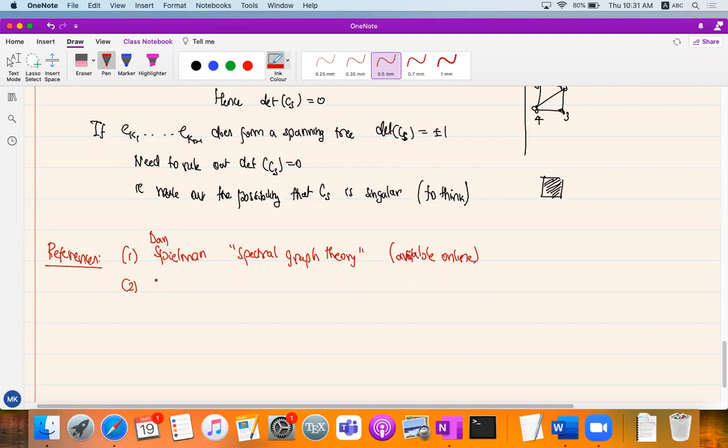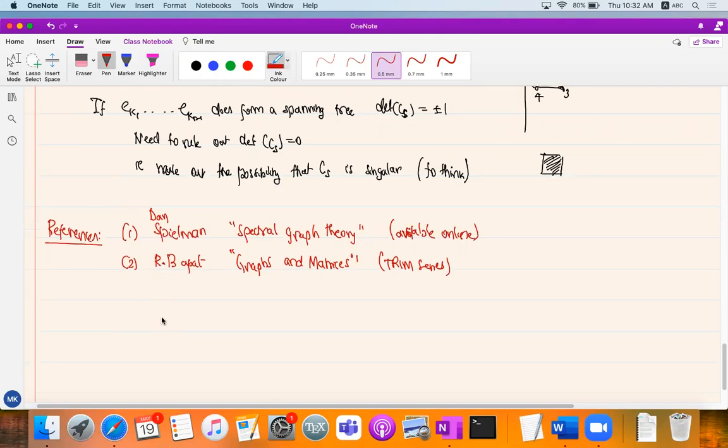Another one, which is a very nicely written book, easy to read, is by Professor Bapat, who you saw last week or maybe earlier last week, right? Bapat gave some lectures. He has a book called Graphs and Matrices. This is available in the Trim series, those red books. That's also easy to read, and these things are written there. Many more things are there in that book. So these are some references.